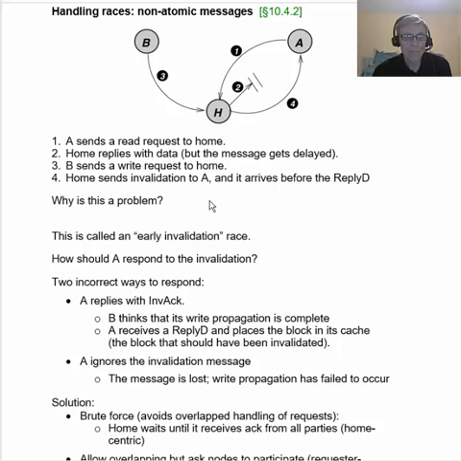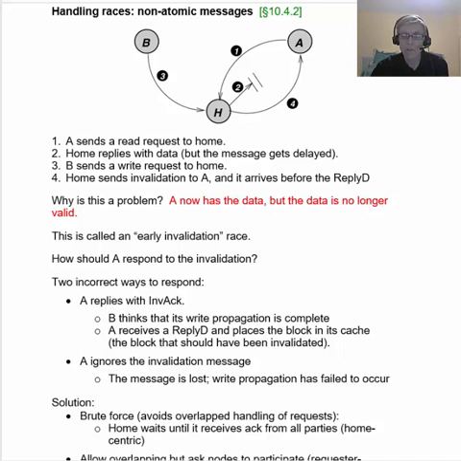Why is it a problem? It's a problem because A has just received the data from the home, but that data is no longer valid because in the interim it was written to by B. This is called an early invalidation race. So A needs to respond in an intelligent way, but the first two obvious ways are wrong.